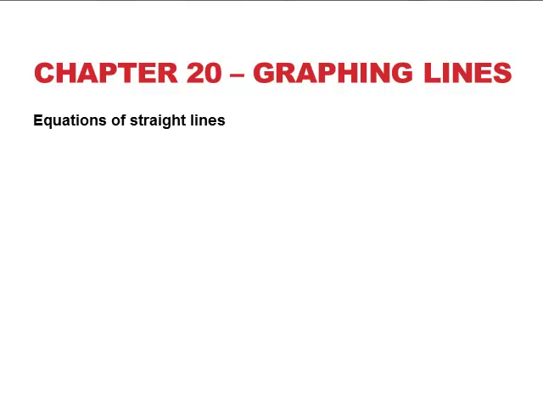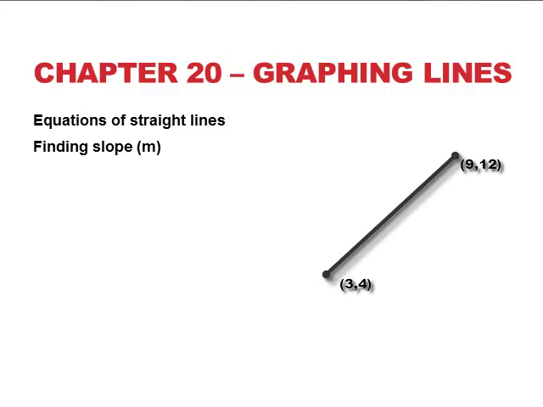The equation of a straight line is the main topic, and in order to write the equation for a line, you need to first of all know the slope of the line. The slope of the line you can find by taking 2 points and subtracting the y values, then divide by the x values of those 2 points. That gives you the slope.